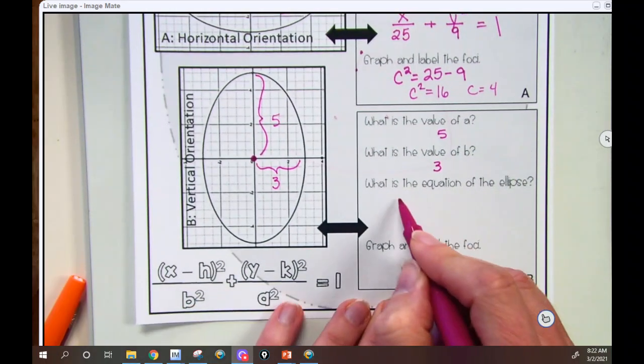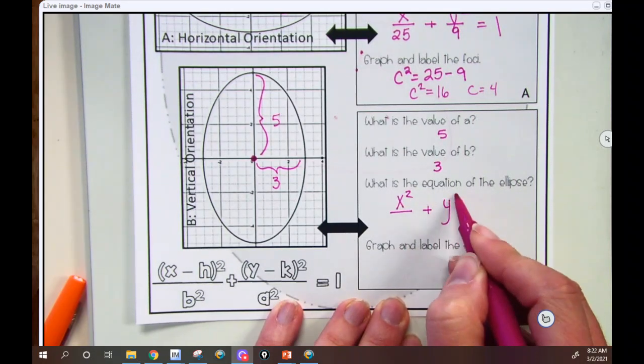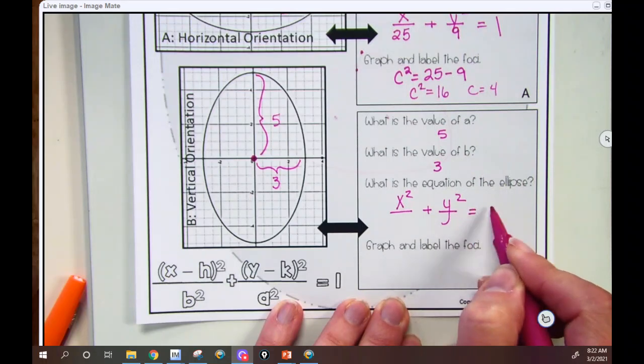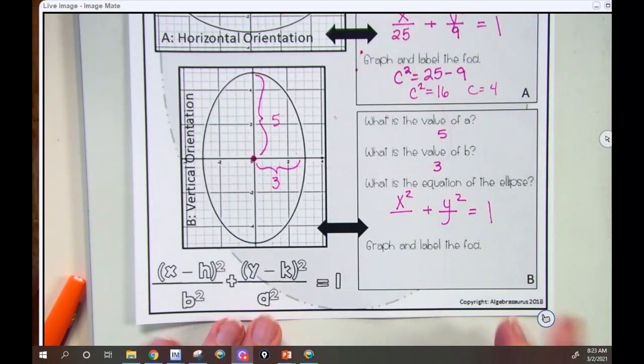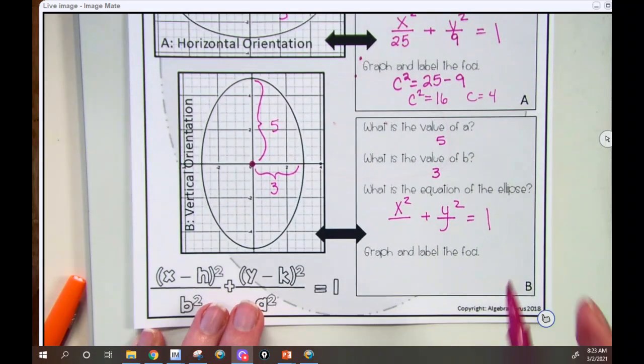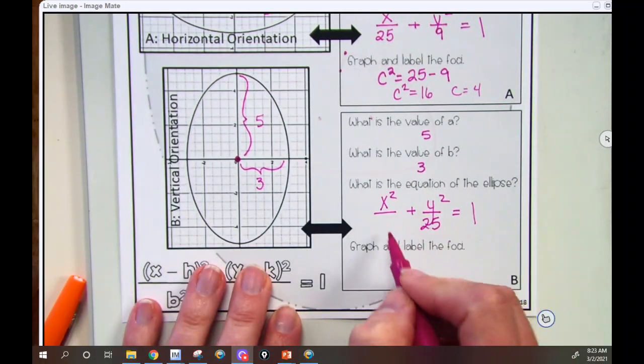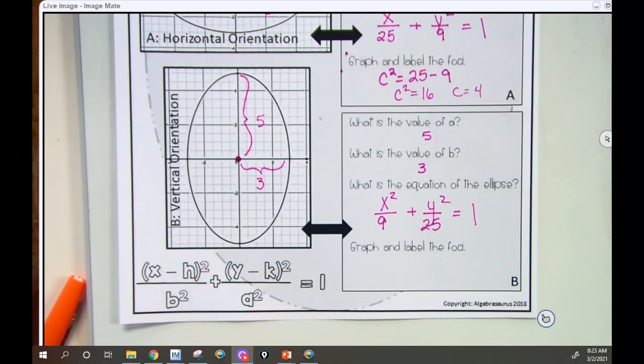But I've got to pay attention. x squared plus y squared equals 1. Where does the 25 go and where does the 9 go? Yeah, 25 goes under the y this time, and the 9 goes under the x. And it changes that orientation.